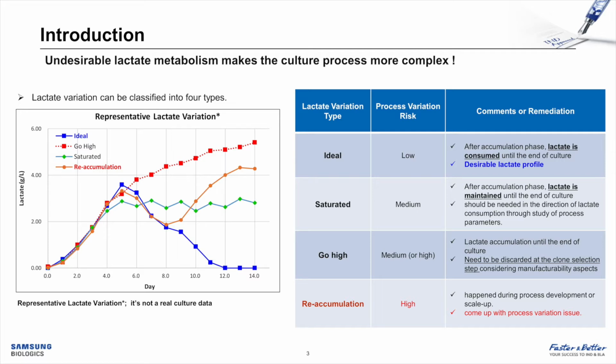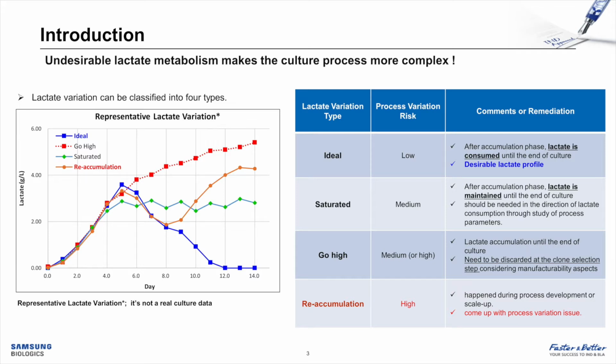The ideal type is the most desirable pattern, where lactate is accumulated in the early phase and consumed during cell culture until the end of cell culture. Saturated type tends to maintain a certain level of lactate, which has the potential to definitely occur re-accumulation. In this case, an additional process study is recommended to change the pattern to lactate consumption during the cell culture.